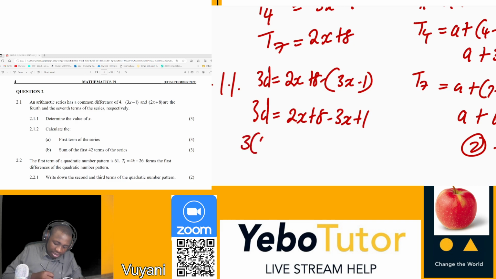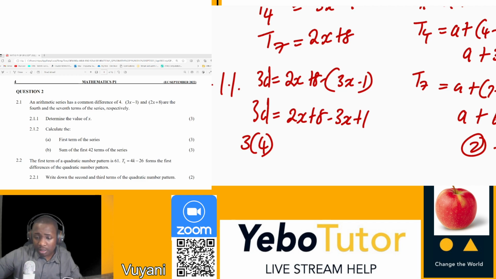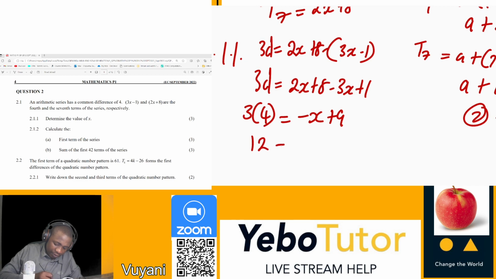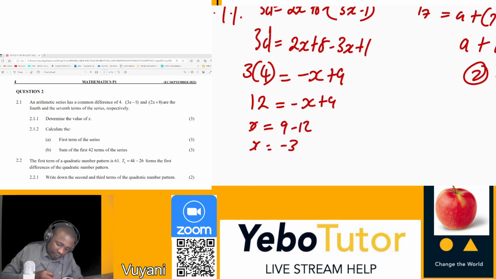Then we know that our d was given as 4, because that's the common difference there. Let's increase this a little bit. Here we go. That was our common difference there. Then 3d is equal to negative x plus 9. Of course, this is 12 equal to negative x plus 9. Then x is equal to 9 minus 12. Then x is equal to negative 3. So the value of x we are looking for is just equal to negative 3.